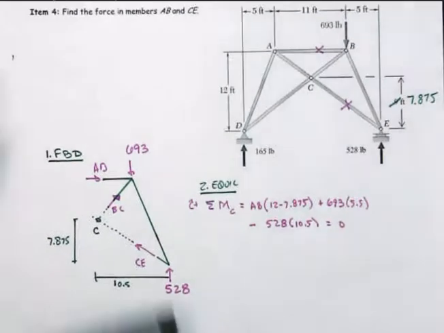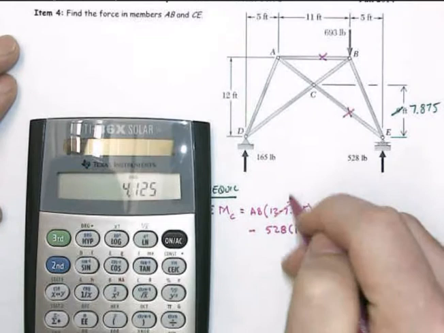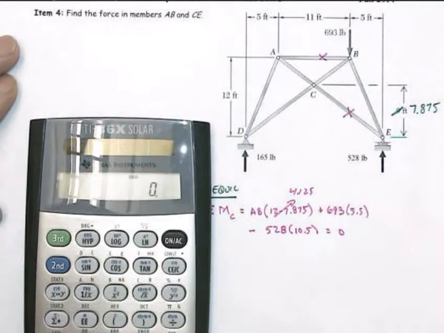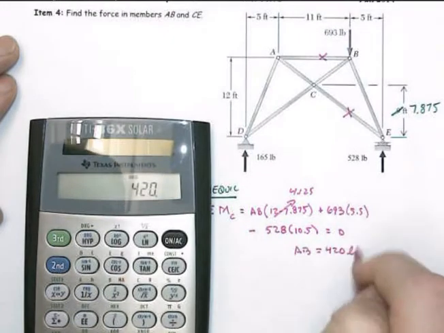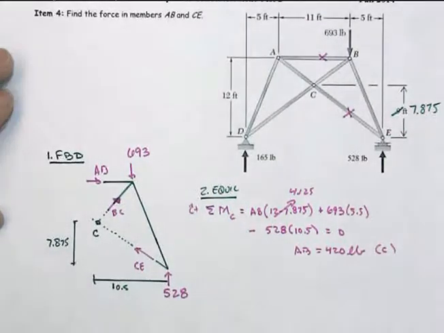12 minus the 7.875 is 4.125 feet. Okay, and then we have 528 times 10.5. Opposite of that is the 693 times 5.5. That's a positive number, 1732.5. Divide by the moment arm, 4.125. And we find out AB equals 420 pounds. And as shown here, it's in compression. And the positive number coming out of the equation told us that we assumed correctly, so therefore we can interpret that straight up, right?